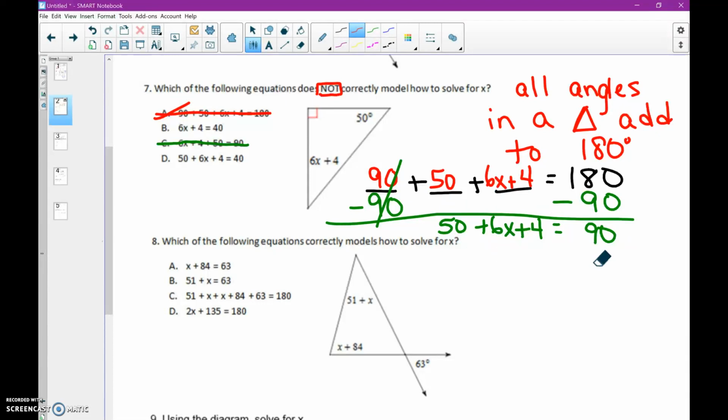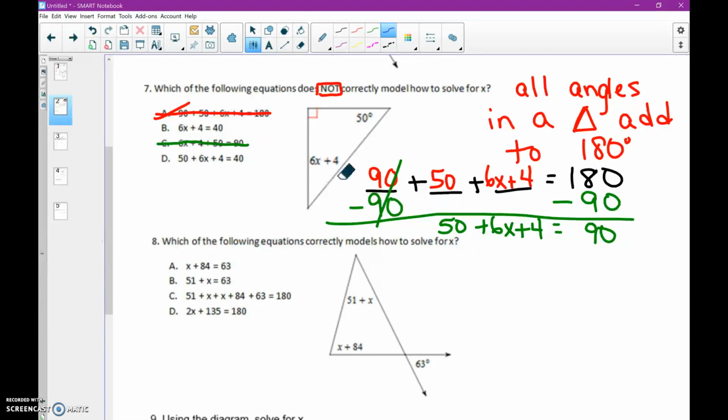So now let's take a look what we got. We actually can figure out the answer right away now. If I look at one of my other options, I have 50 plus 6x plus 4 equals 40. Well, if I look at my problem that I have right here, it has the same thing on the left-hand side, but they have 40 and I have 90. There's no way I can get it to equal 40 with what I've got. It's just not going to happen.